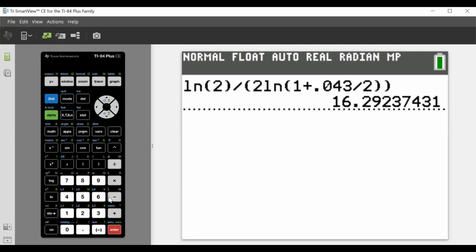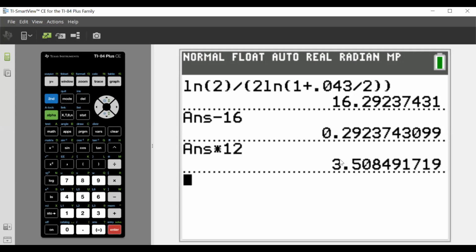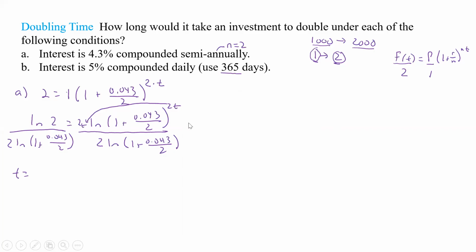Now, what is 0.29 years? Let's subtract the 16 and multiply by 12 months, and it's about 3.5 months. So that's 16 years, 3.5 months. I'll write 16.29 and then the other way: roughly 16.29 years, or 16 years, 3.5 months.